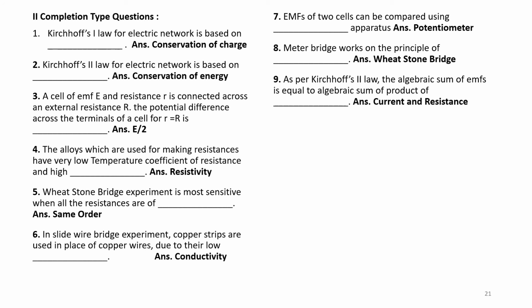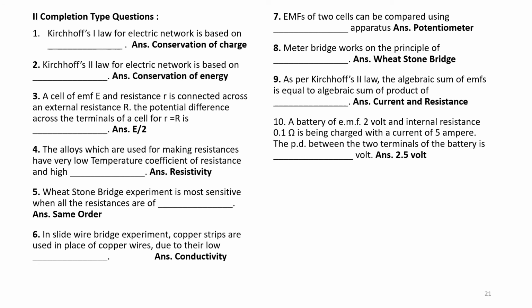As per Kirchhoff's second law, the algebraic sum of EMFs is equal to the algebraic sum of the product of current and resistance, that is I into R. Question number 10. A battery of EMF 2 volts and internal resistance 0.1 ohm is being charged with a current of 5 amps. So here current is 5 amps, EMF is 2 volts and small r is 0.1 ohm. The potential difference between the terminals of the battery is 2.5 volts.